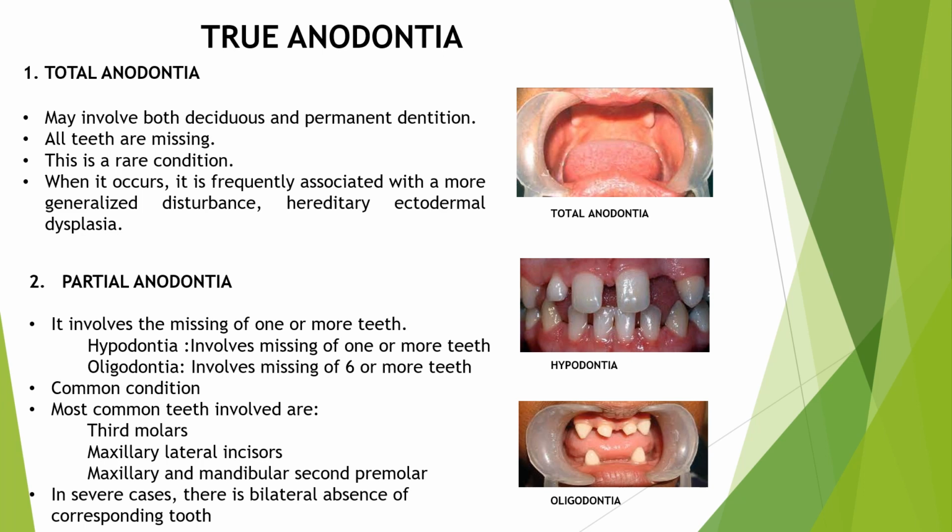So, in partial anodontia, the main points are it involves the missing of one or more teeth, and it can be classified into hypodontia and oligodontia. Hypodontia involves the missing of one or more teeth, and oligodontia involves missing of six or more teeth. Compared to total anodontia, it is more common, and the most common teeth involved are third molars, maxillary lateral incisors, and maxillary and mandibular second premolars. In severe cases of partial anodontia, there is bilateral absence of corresponding teeth.